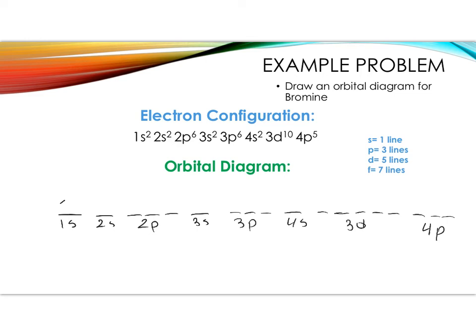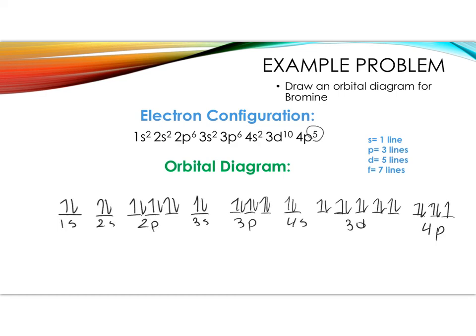Then we want to fill them up. So the 1s has 2, the 2s has 2 electrons, the 2p has 6, 3s, 3p, and then our 4s. Our 3d is completely filled. So 1 in each empty orbital, and then you pair them up, and that equals 10. And then our 4p, we only need 5. So it's 1, 2, 3, 4, 5.